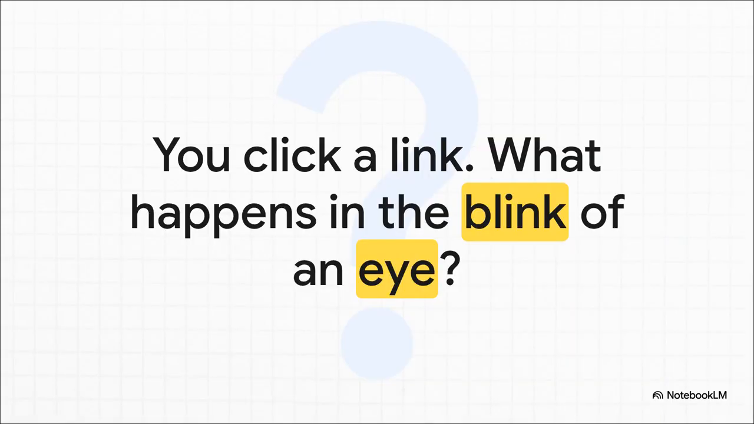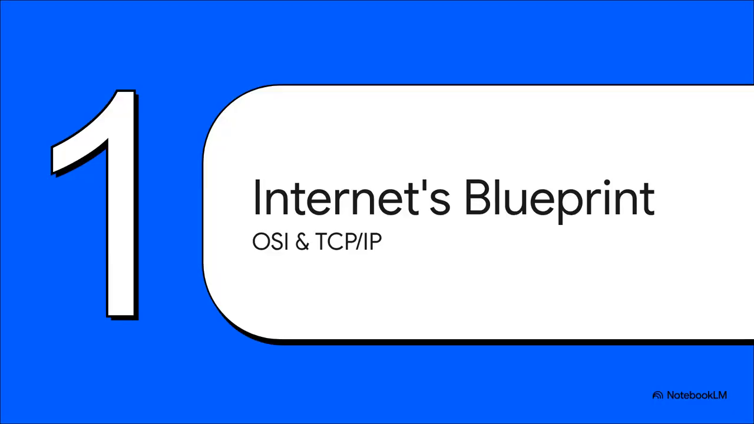You click a link, and poof, a web page just appears. It feels instant, right? But that one single click kicks off this incredibly complex, high-speed journey. So how on earth does your request find its way across the globe and back, literally in milliseconds? Well, turns out it's not just random chaos.